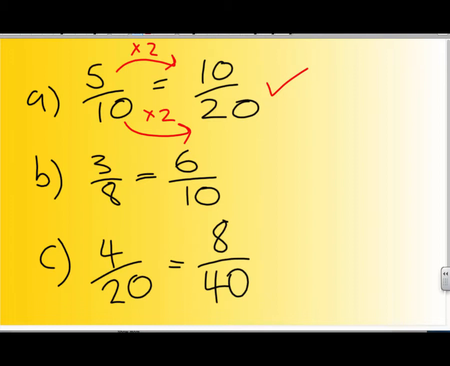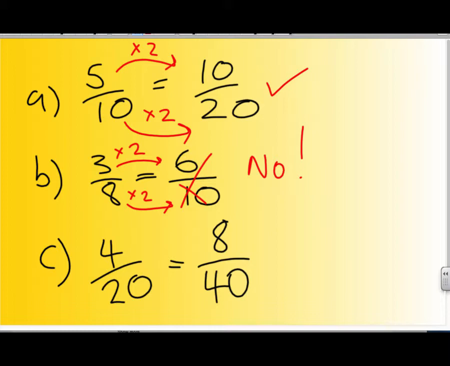What about this one? 3/8 and 6/10. What do you times by 3 to get to 6 and what do you times by 8 to get to 10? Is it the same number? Pause me and have a go. 3 times 2 equals 6. Great. 8 times 2 actually equals 16. Doesn't equal 10. So, no, that is not equivalent.